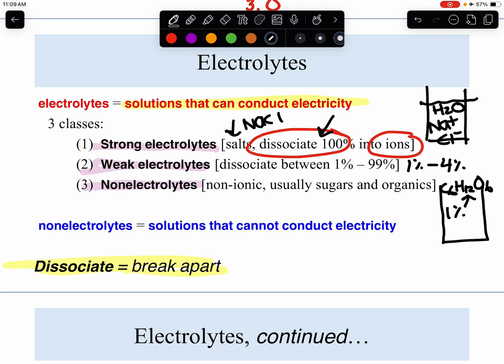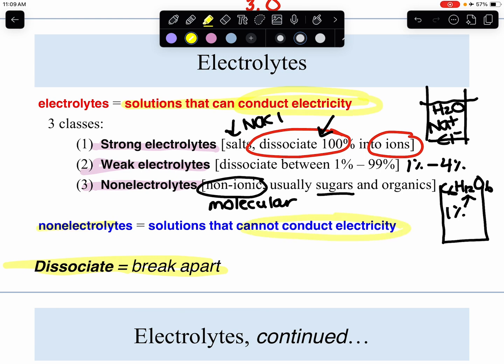non-electrolyte would be other types of sugars, and these are always non-ionic. Another word we call that is molecular. And they don't break apart at all. So they're going to sit in a solution and be completely together. None of them are going to dissociate. Now, you do have to know that electrolytes will conduct electricity and non-electrolytes do not conduct electricity.